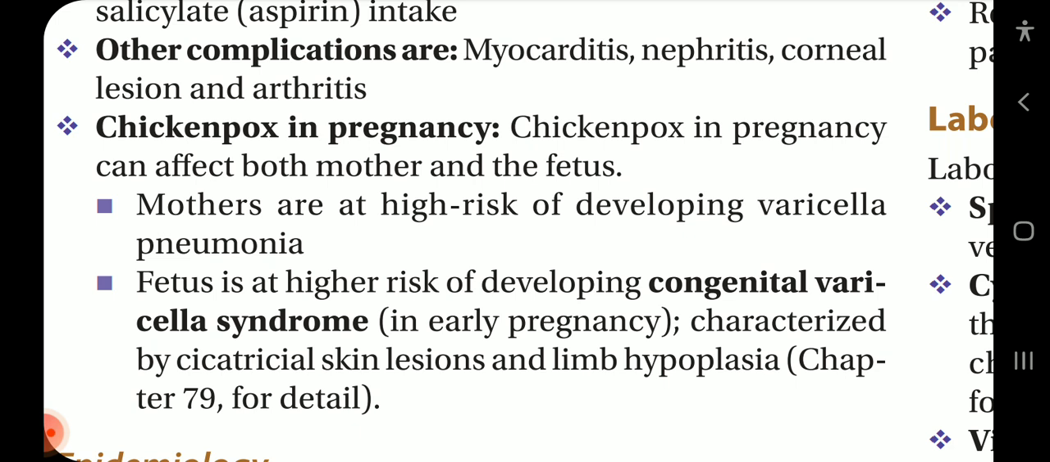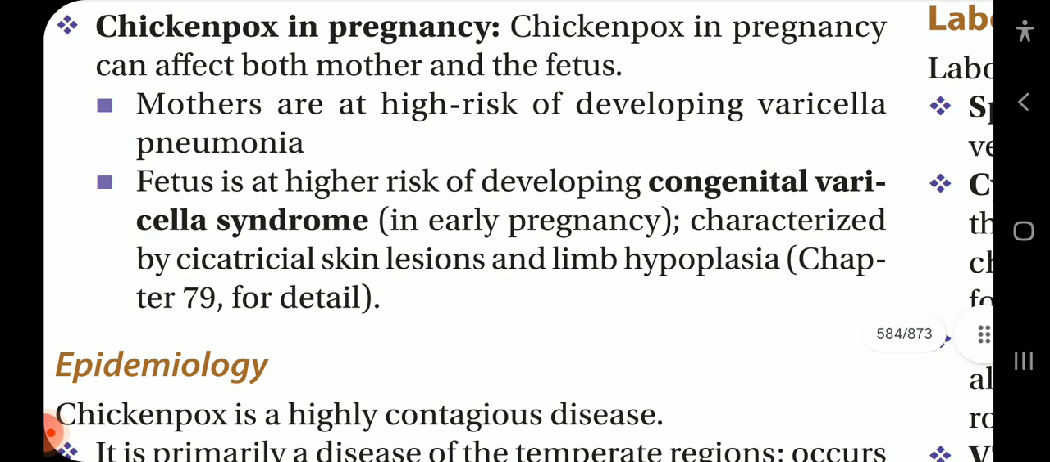Chickenpox in pregnancy. Chickenpox in pregnancy can affect both mother and the fetus. Mothers are at high risk of developing varicella pneumonia. Fetus is at high risk of developing congenital varicella syndrome in early pregnancy, characterized by cicatricial skin lesions and limb hypoplasia.